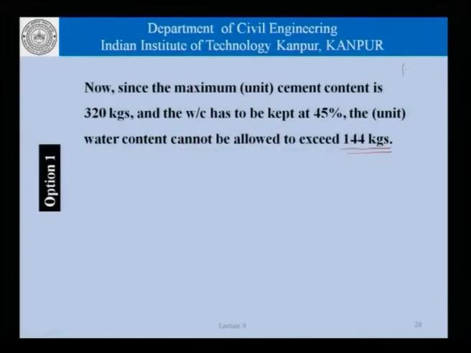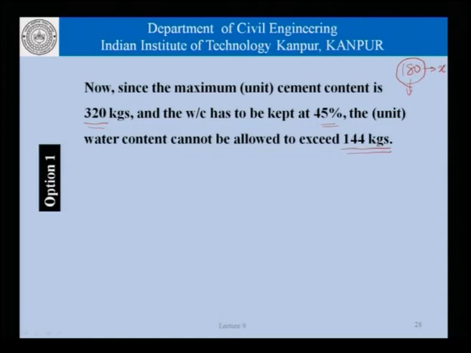We had 180 kgs of water, which was giving us some slump x. With this, we were not able to satisfy the cement criteria, and therefore, now the water criteria is not coming from the slump side. The water criteria is coming from the water cement ratio side and the cement content side. So, the cement content being 320, water cement ratio being 45%, the water content cannot be more than 144.